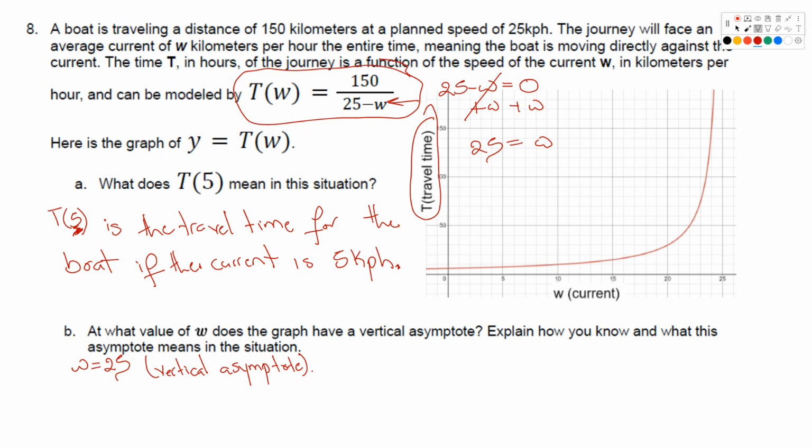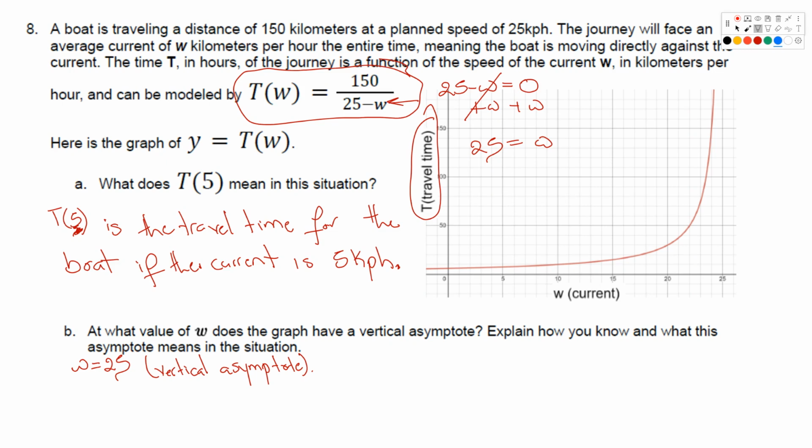Remember, W is the current. So if W is the current, then if the speed of the boat and the current are the same, the boat isn't going to be moving. It's going to be stationary. And so that's exactly what it means. So let's go ahead and make note of that.